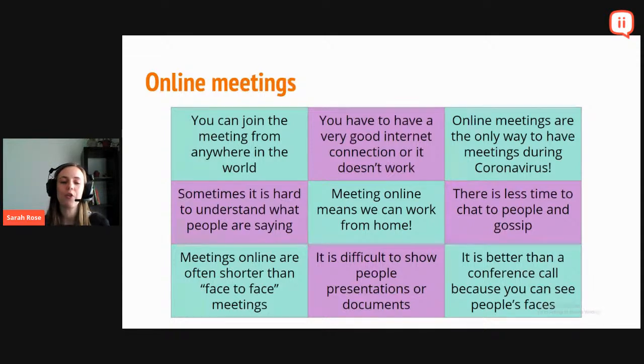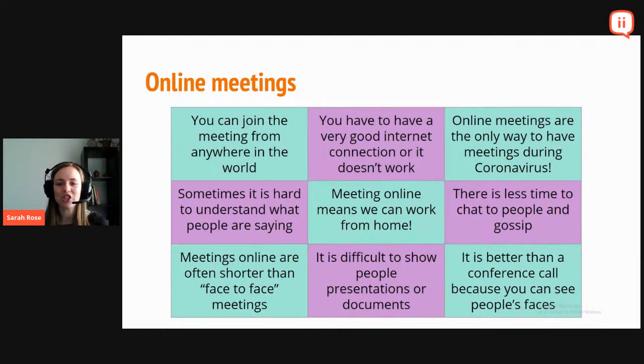It is difficult to show people presentations or documents. Well, actually on Skype or Zoom, you can share your screen and you can show presentations. But you can't always show printed documents in the same way, and you can't have people write on it with pens. So maybe that makes it more difficult.